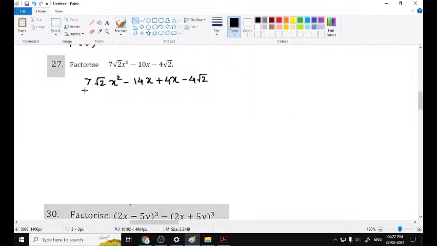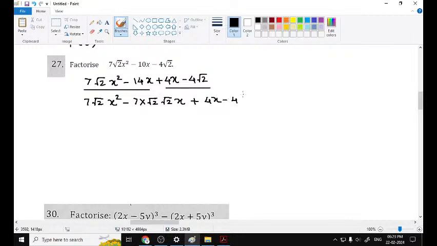Now let us form the groups. We have to take the maximum terms common. Here we can write this as 7 into root 2 into x, and this can be written as 7 into 2, but as we have root 2 here, we are going to factorize this 2 as root 2 into root 2, plus 4x minus 4 root 2.